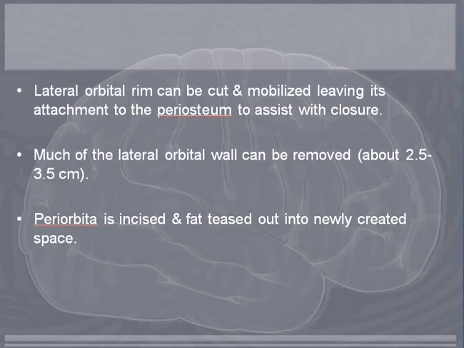The lateral orbital rim can be cut and mobilized, leaving its attachment to the periosteum to assist with closure. Much of the lateral orbital wall can be removed, about 2.5 cm to 3.5 cm. Periorbita is incised and fat teased out into the newly created space.